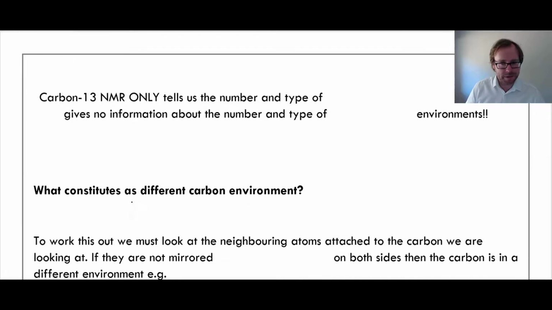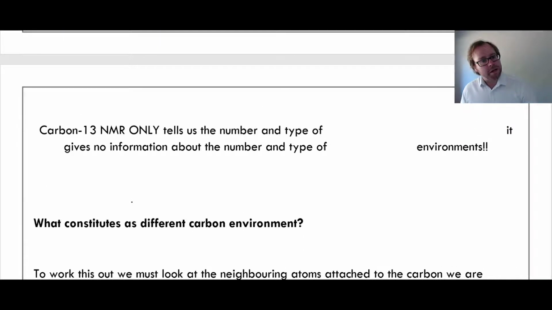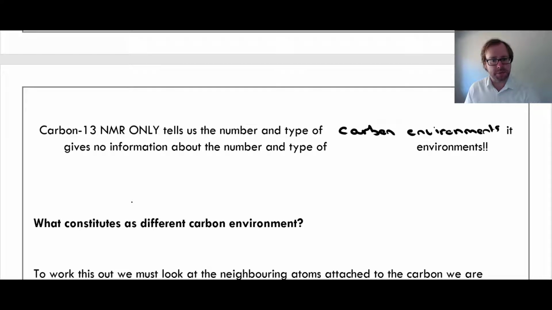Okay, so this is important. Carbon-13 NMR only tells us the number and type of carbon environments. It gives no information about the number and type of proton environments. So we have carbon-13 NMR and proton NMR as well. There'll be another video about proton NMR.